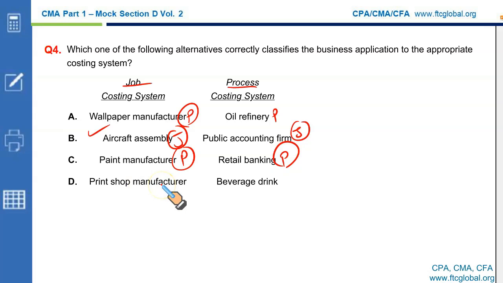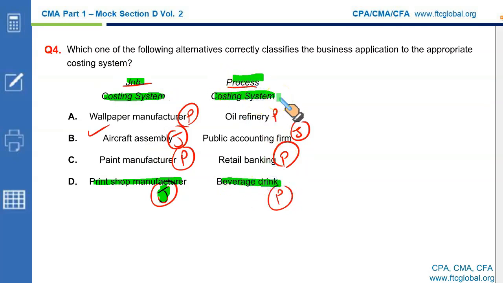Print shop manufacturer. Print jobs are highly specific and customer driven. So print shop manufacturer would be job. And beverage drink again is a process costing system that would be employed. So this is the perfect arrangement here. Print shop requires job order costing and it is in the right column, and beverage drink process costing. So that makes D the correct option.